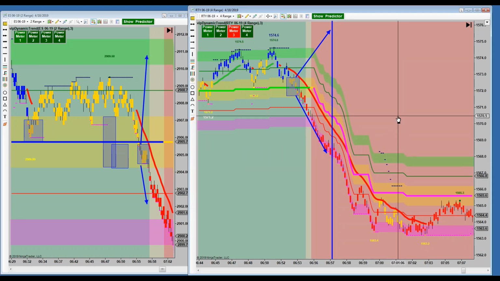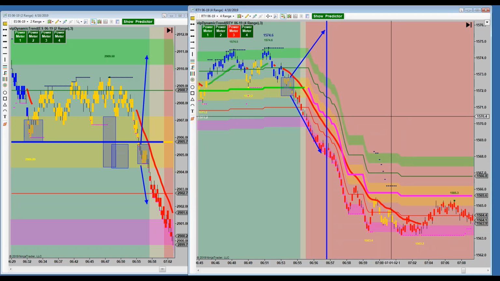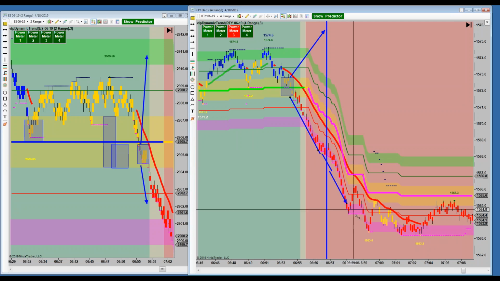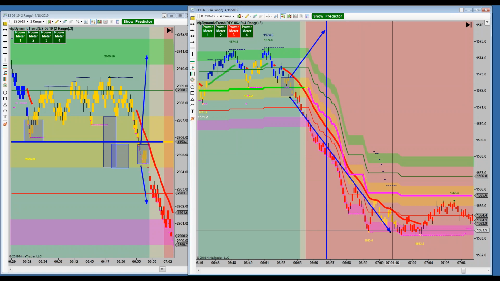Now, that being said, was there a spot where you could have taken a short subsequent to this drop right here on the Russell? And where is it? There's your thrust. Was there a retracement that occurred that allowed you to get in if you missed this initial box? Yes or no? And you can just put in a yes or a no if you don't know, or you think you can call it out if you see it.